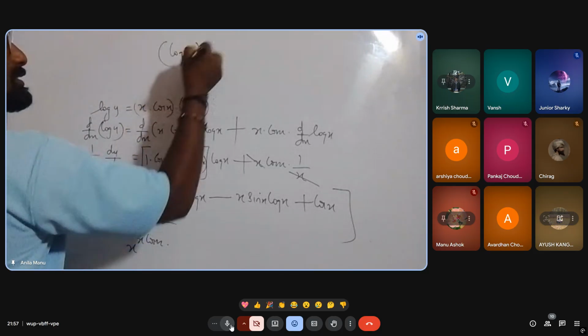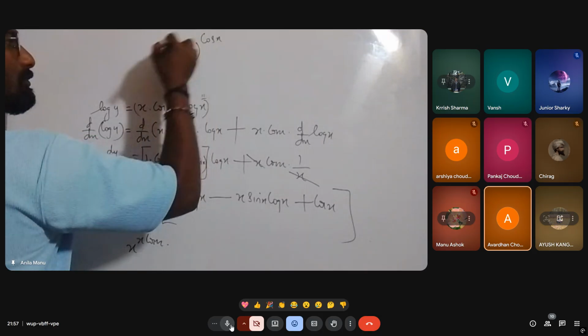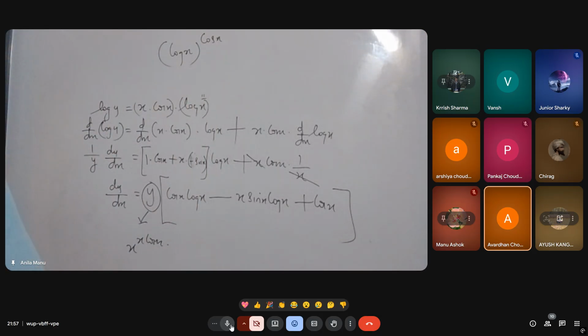log x raised to cos x. Speed up, speed up. log x raised to cos x.